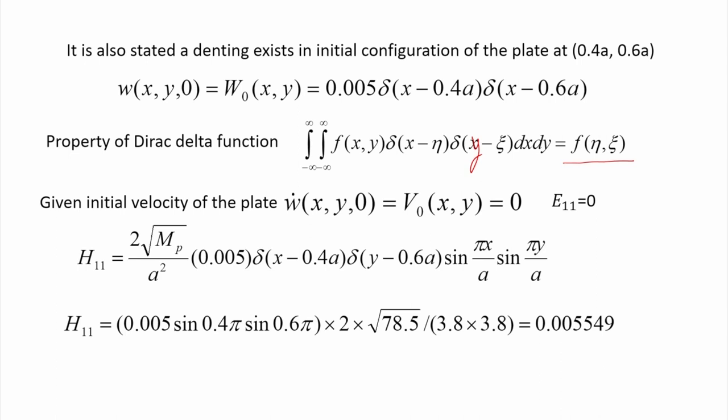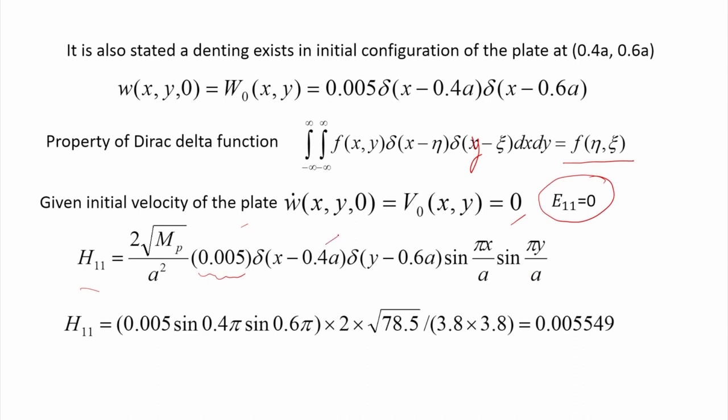Now given the initial velocity of the plate is 0, we directly get this constant E11 equal to 0. In fact, all Emn will be 0 for all values of m and n. Now H11 is 2 over root of mp, divided by a square, because it is a square plate, so a by b, that is we write in terms of a square, into the value of the indent, that is the denting amount given in the plate, a kind of depression that you can see in the plate. In some plates it occurs because of impact of heavy weight etc. So it is multiplied by Dirac delta x minus 0.4a into Dirac delta y minus 0.6a, sin pi x by a sin pi y by b.